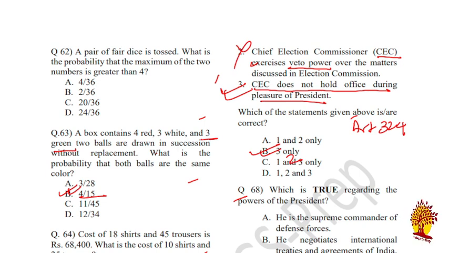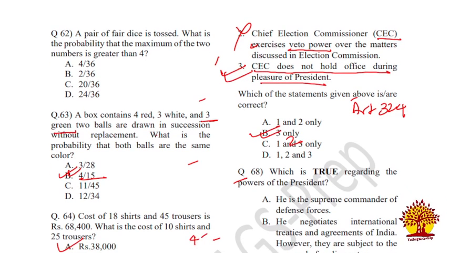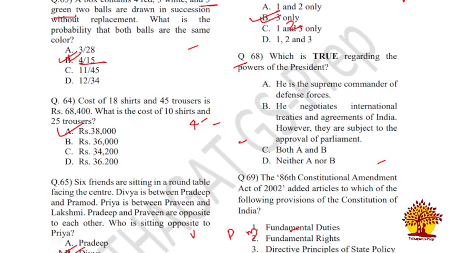Third statement, CEC does not hold office during pleasure of President, is the right one, because CEC, Chief Election Commissioner, will be removed in the same manner as a judge of Supreme Court. So he does not hold office during pleasure of President. Option B, 3 only is the right answer.